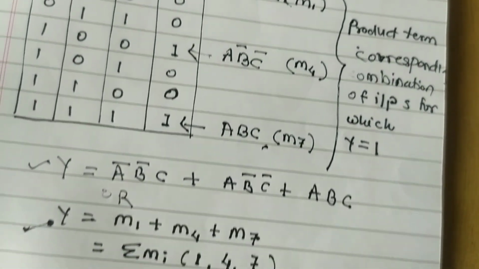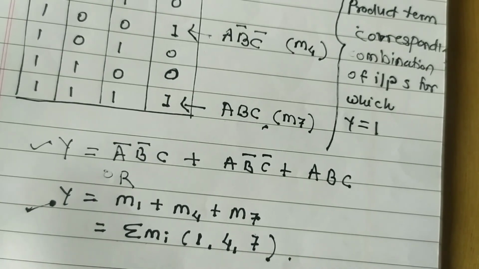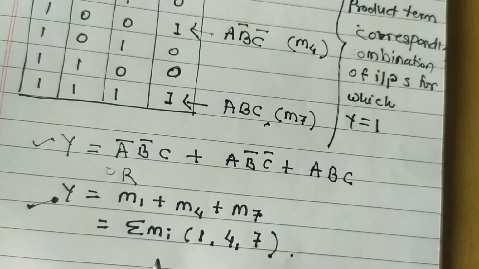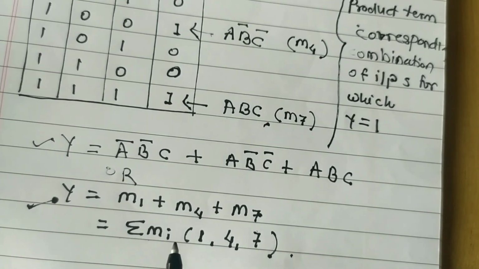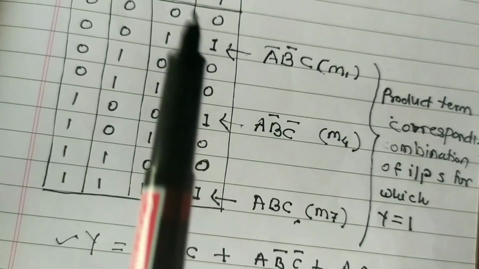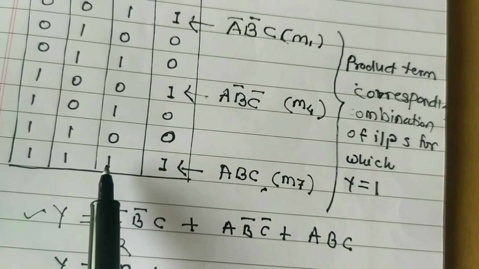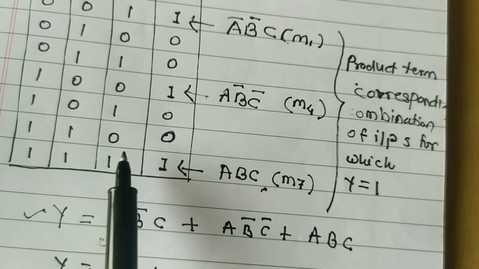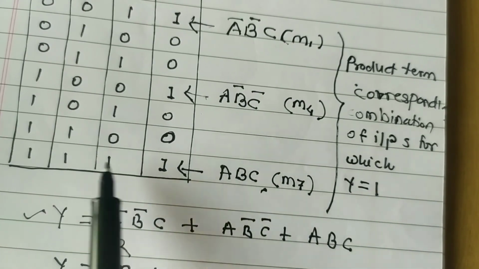Hope you understand all this concept about the minterms, maxterms, and the logic expression in standard SOP from the given truth table. Similarly, we can write the POS equation, where the output Y is equal to 0. Sum terms correspond to the combinations of inputs for which Y is equal to 0, and we write the POS equation.